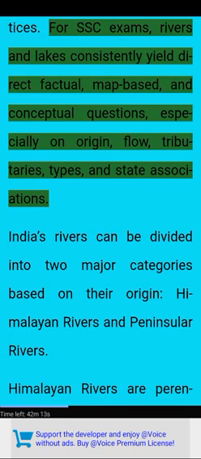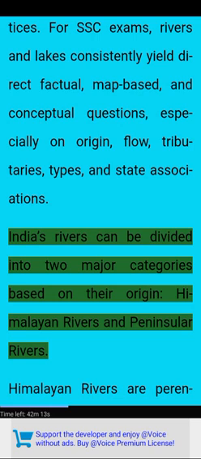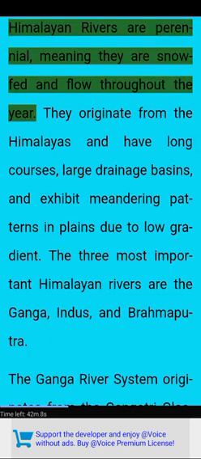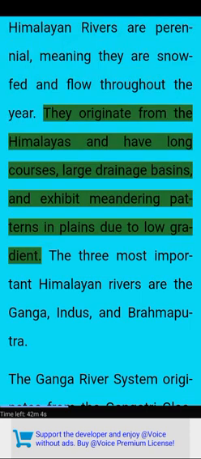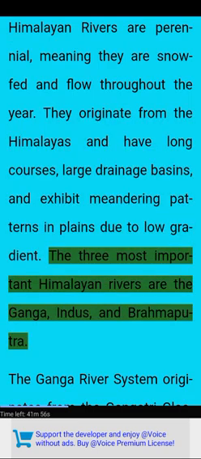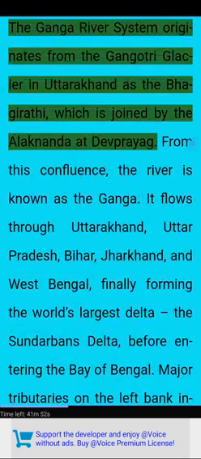and state associations. India's rivers can be divided into two major categories based on their origin: Himalayan rivers and peninsular rivers. Himalayan rivers are perennial, meaning they are snow-fed and flow throughout the year. They originate from the Himalayas and have long courses, large drainage basins, and exhibit meandering patterns in plains due to low gradient. The three most important Himalayan rivers are the Ganga, Indus, and Brahmaputra.